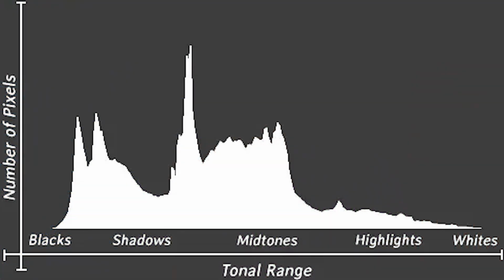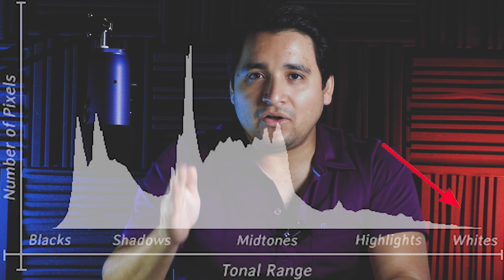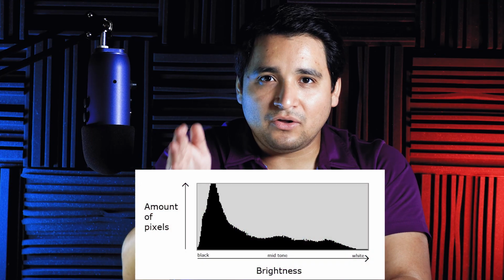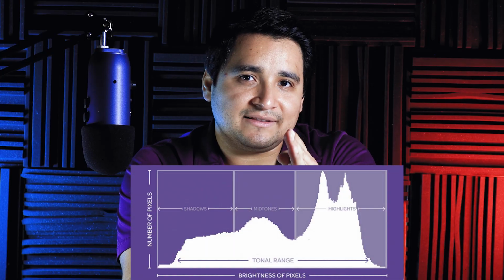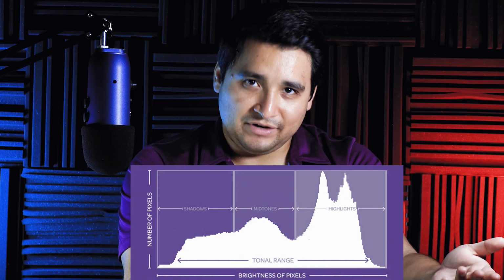Pure black is going to be all the way on the left side of the image, and pure white is going to be all the way on the right side of the image. If all the peaks on your image are all the way on the left side, your image is underexposed. But if all the peaks are on the right side of the image, your image is overexposed.